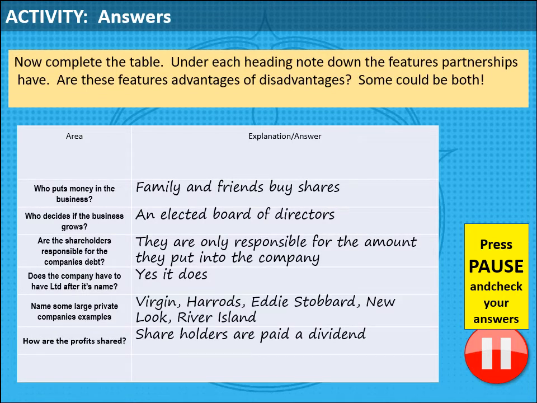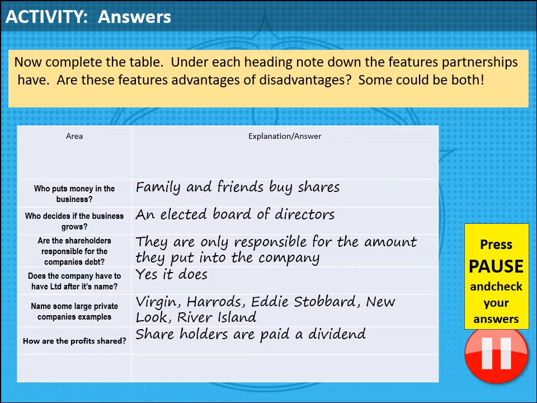So here we go, here are the answers. So who puts money in a business? Family and friends buy shares. Who decides if the business grows? An elected board of directors will do this. Are the shareholders responsible for the company's debt? They're only responsible for the amount they put into the company because it is a limited liability company.